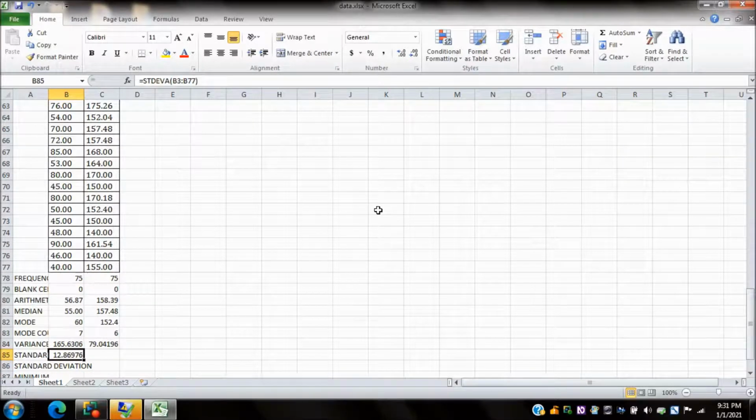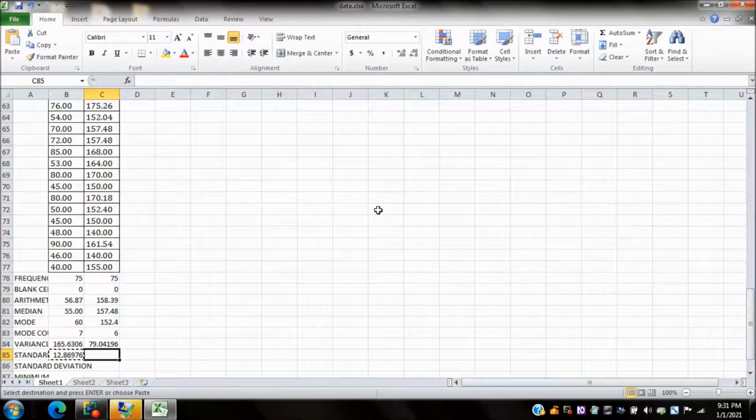The standard deviation is 12.8697, formula B85. It's the square root of the variance. The variance was 165, and the square root of that is 12.8697. Now, to find the standard deviation of the height, I'm going to copy this formula.